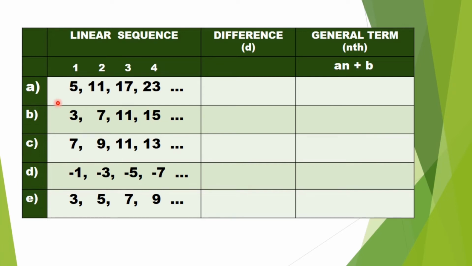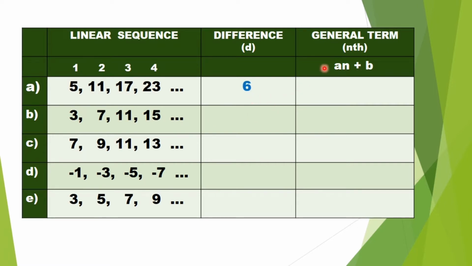Letter A. Sequence 5, 11, 17, 23. Find the difference. 11 minus 5 is 6. 17 minus 11 is 6. 23 minus 17 is 6. So their common difference is 6.